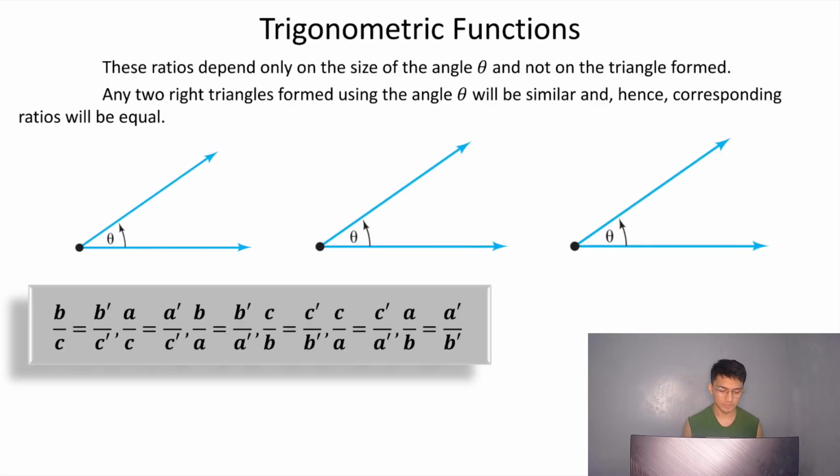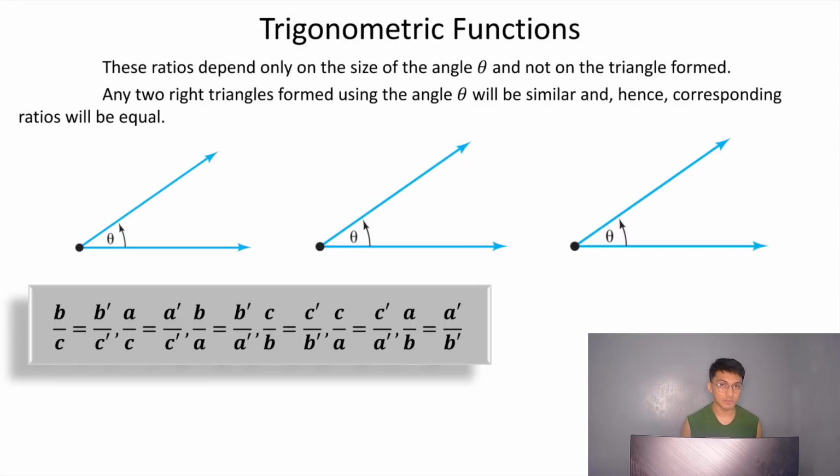So, we have B over C as B prime over C prime, pareho lang siya. And A over C is equal to A prime over C prime all the way to A over B is equal to A prime over B prime. Again, the point here is, hindi magbabago yung ratio natin kung hindi magbabago yung angle nila. Hindi nakadepende yung ating ratio sa dimensions ng ating right triangle but on the size of the angle itself.